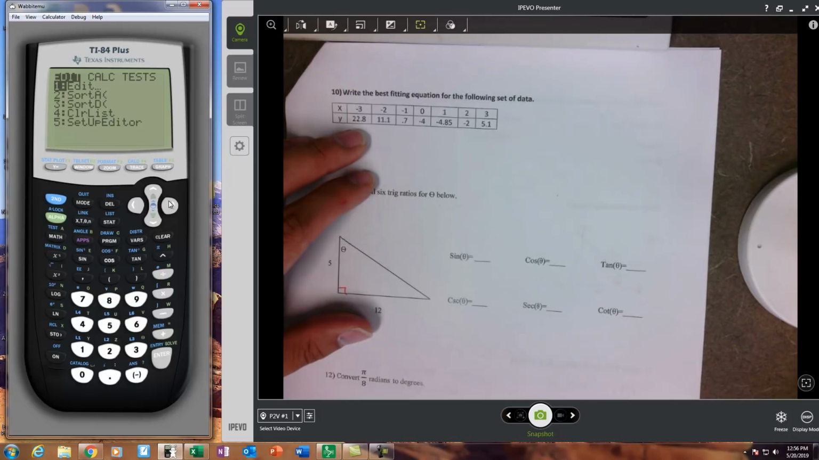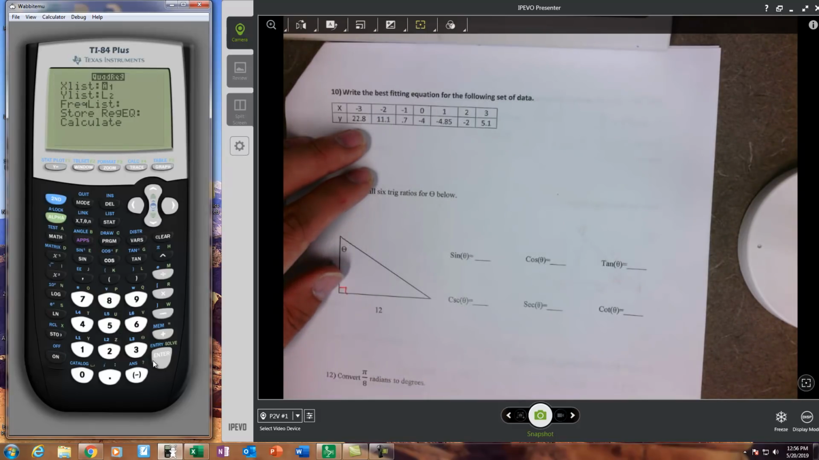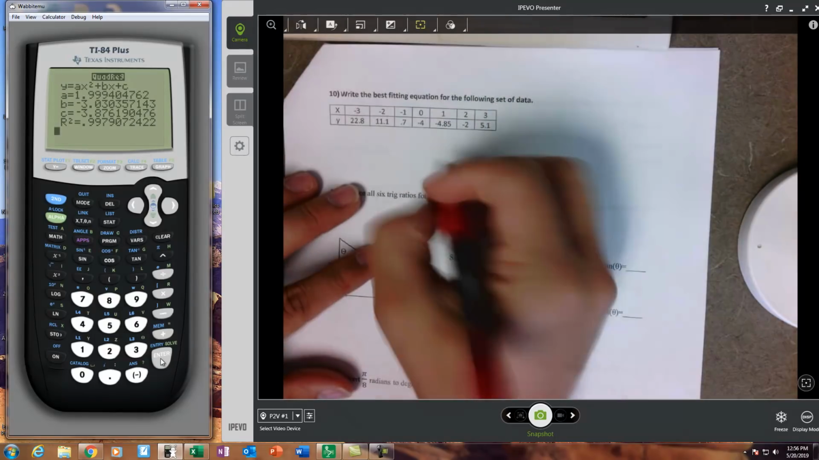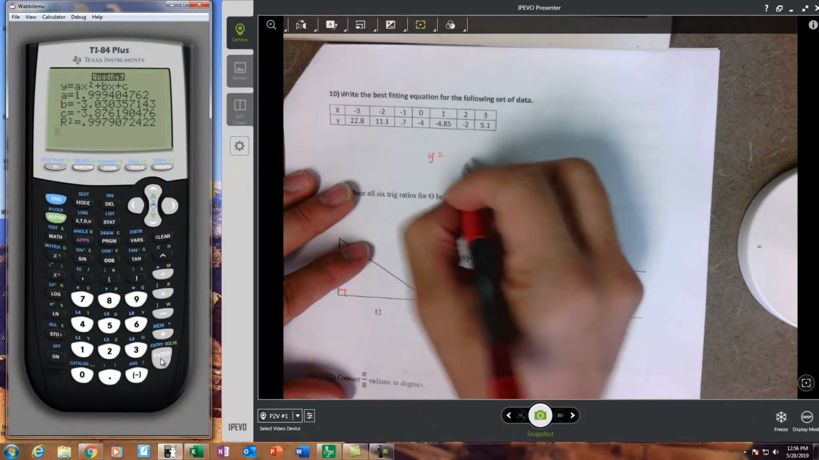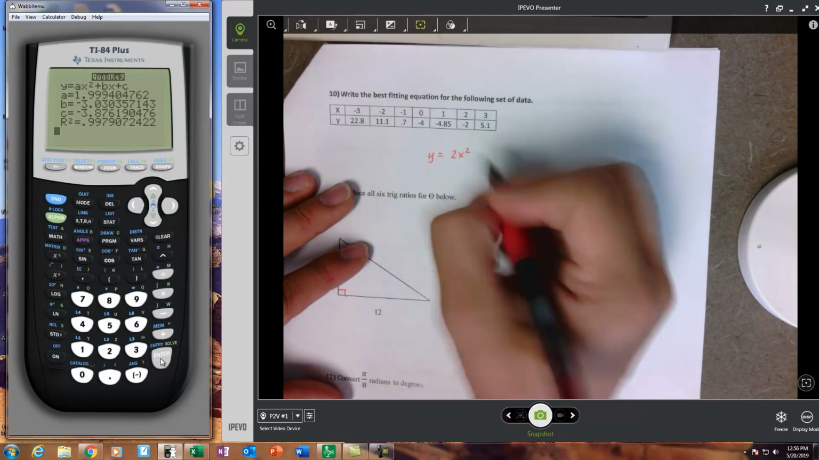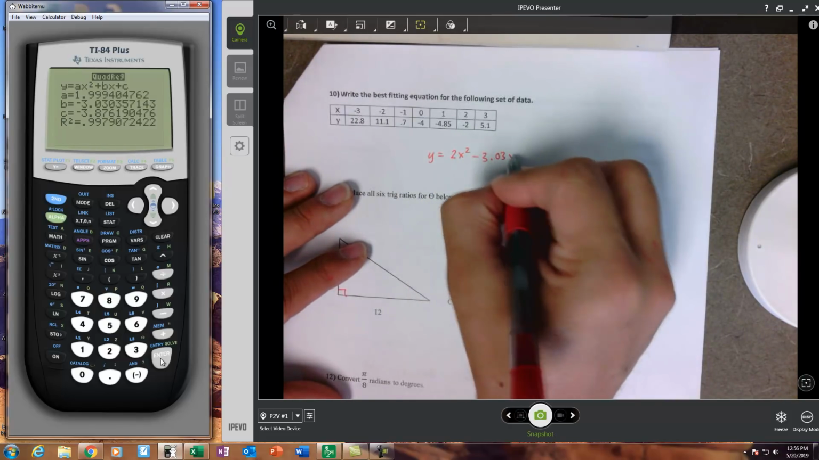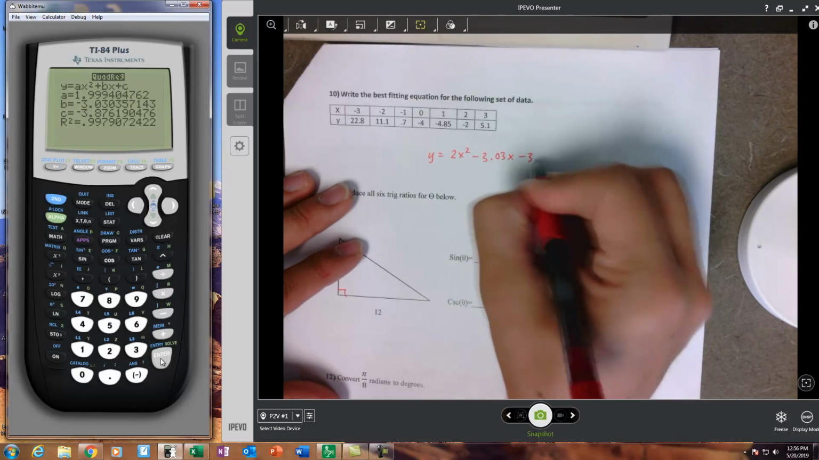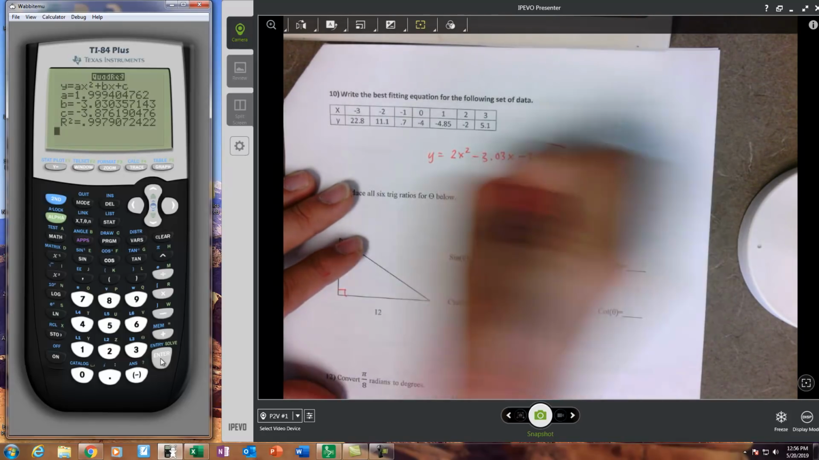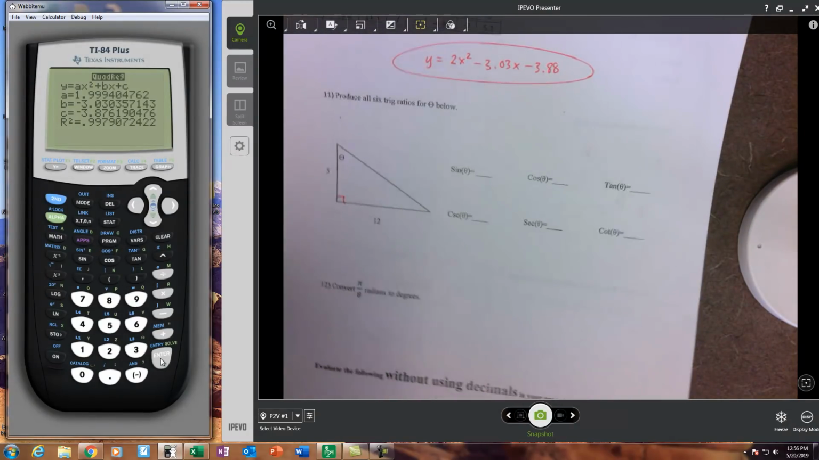So now when I go to stat and calc, I'm going to choose quadratic. The other options on the test would be linear or exponential. So if I enter down and calculate, my equation is going to be y equals a, which is 1.999. I'm going to call that 2x squared minus 3.03x minus 3.88. There's my equation. So you have to use the plot in order to tell what type it is.